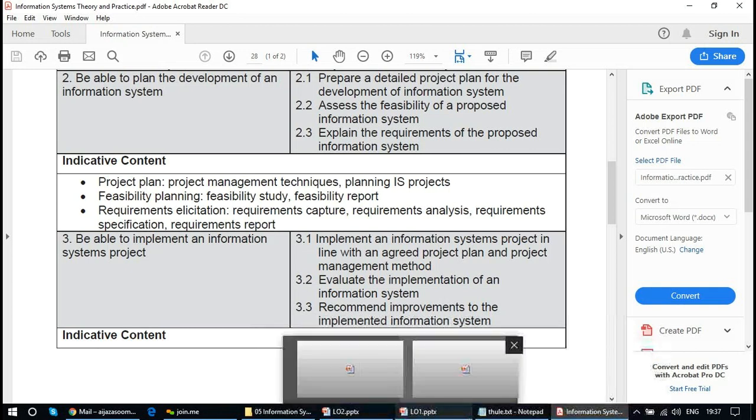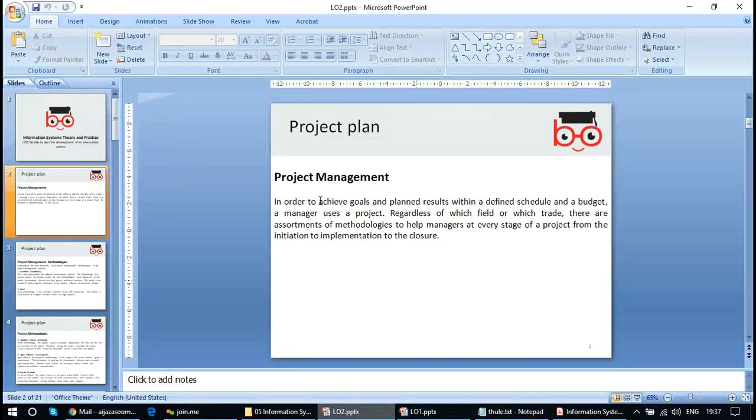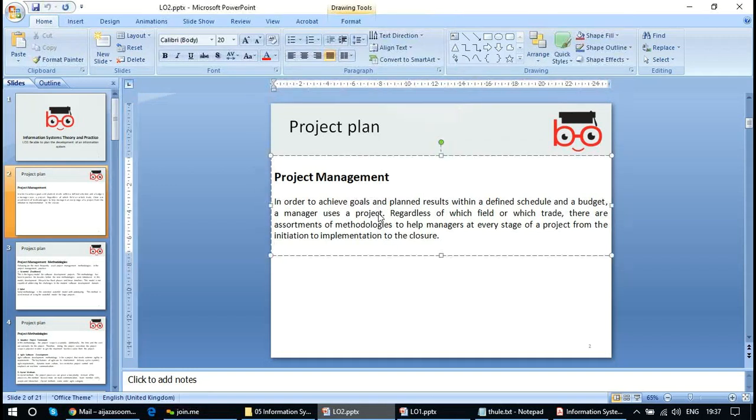So now let us formally start the project management. In order to achieve the goals and planned results with a defined schedule and budget, a manager uses a project. A project is basically the plan and schedule.